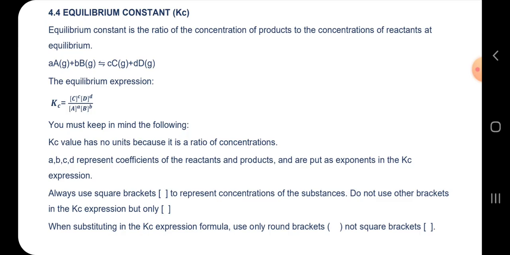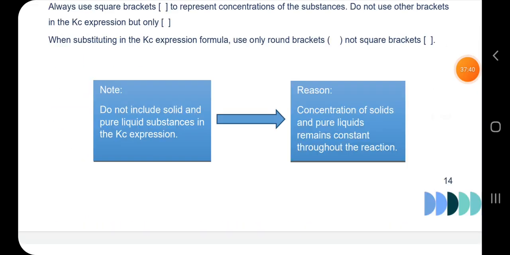So a, b, c, d represent the coefficients of the reactants and products, and are put as exponents in the Kc expression. Always use square brackets to represent the concentration of the substance. Do not use other brackets in the Kc expression, only square brackets. When substituting in the Kc expression, use only round brackets, not square brackets. Note that you do not include solids or pure liquids in the Kc expression, and the reason is that the concentration of solids and pure liquids remains constant throughout the reaction.